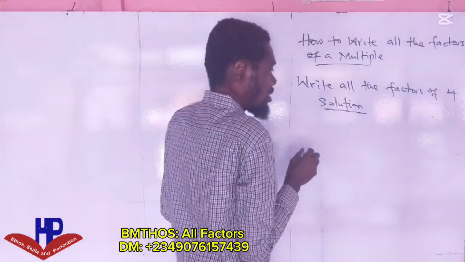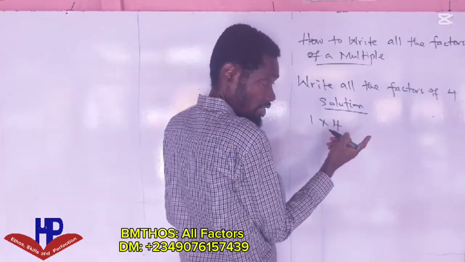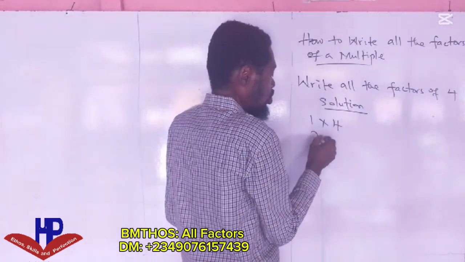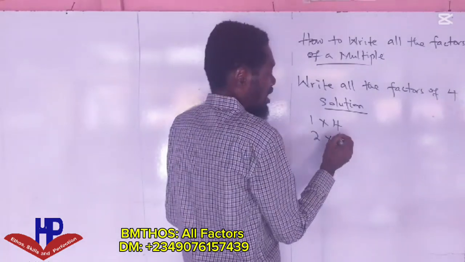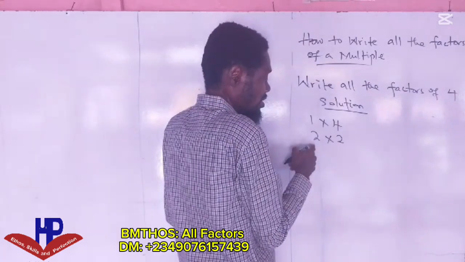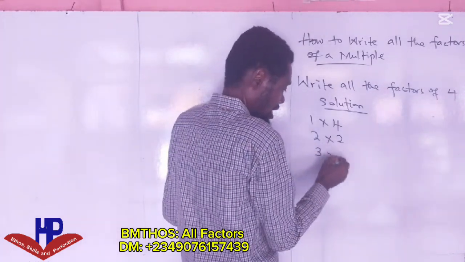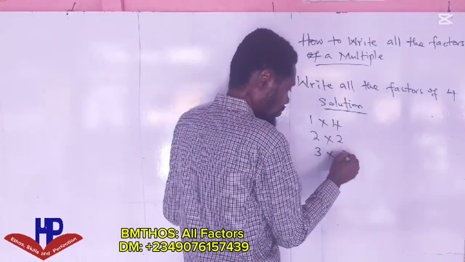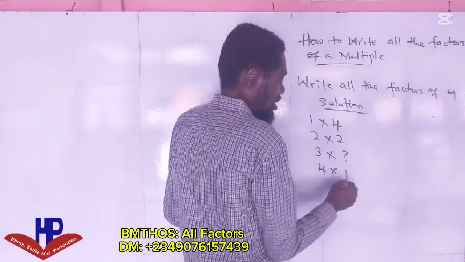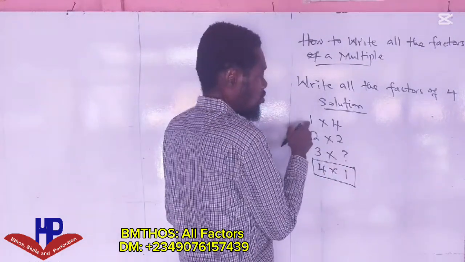Solution. All the factors of 4. You always start with 1. 1 times 4 will give us 4. Isn't it so? Good. After 1, the next number is 2. 2 times what will give us 4? The answer is 2. 2 times 2 will give us 4. It doesn't extend to 3 because there's no 3 times a number that will give us 4. Then after 3 is 4 times 1, which will give us 4. We've already gotten 4 times 1 from the beginning.